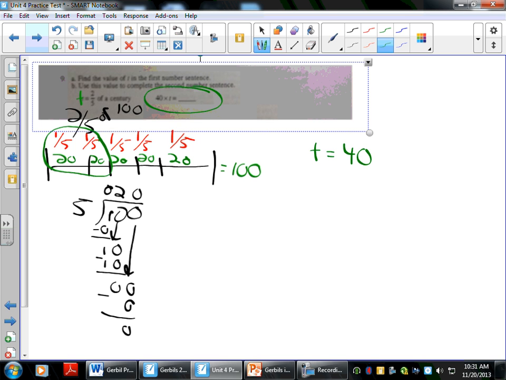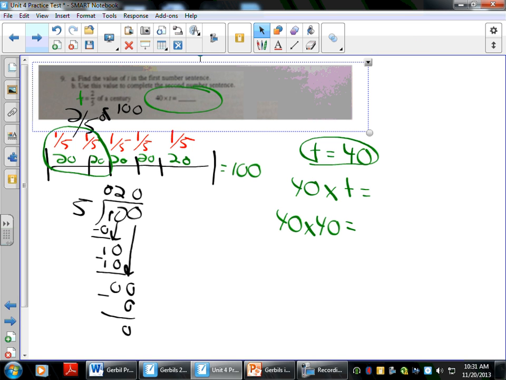But the problem is right here. They want to know what 40 times t equals. Well, t equals 40. So 40 times 40 equals what number? This is easy math because I know what 4 times 4 is. That equals 16. Add the 2 zeros, so our answer is 1,600.